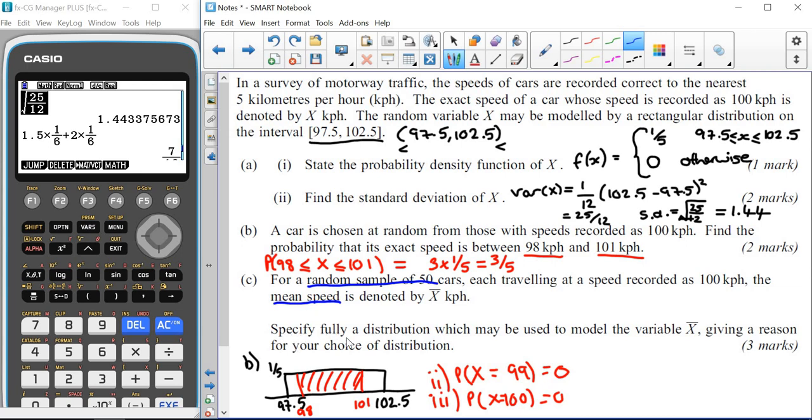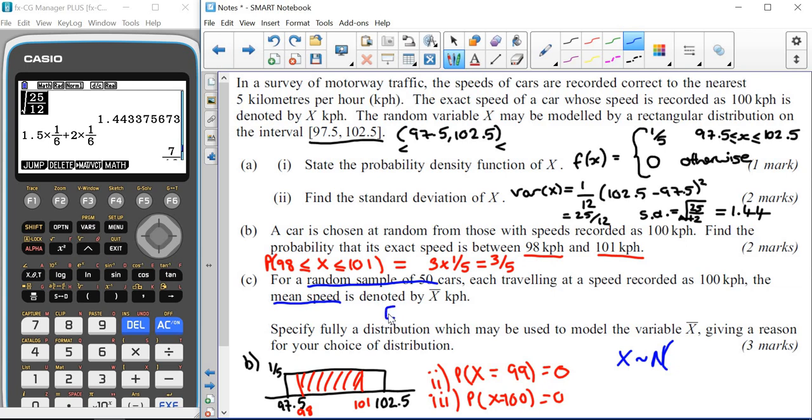So we're trying to specify fully a distribution which may be used to model the variable x bar, given a reason for your chosen distribution. So this sounds like it's going to be using central limit theorem, so it's going to be the normal distribution. We have to remember that central limit theorem states that if we're talking about the means of the sample and our sample is sufficiently large, which we have here because our n is 50, which is more than 30, the mean of the sample is going to be the same. So the mean is still going to be the same as what it was before.